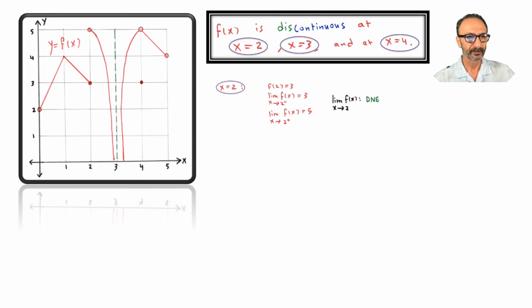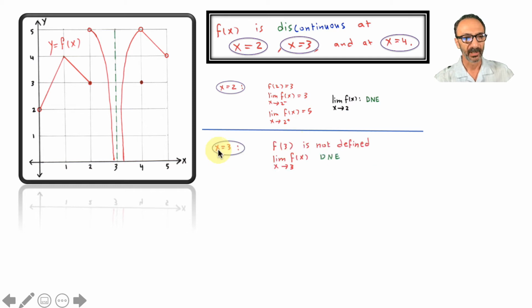So that's the reason why we have discontinuity at x equals 2, because number 2 says the limit has to exist, but here it does not exist. Let's look at 3. Before I show you the notes, at 3 there's a problem. First of all, it's not defined at 3 and the limits are down. So here we go. X equals 3. F of 3 is not defined. Case closed. That's number 1.